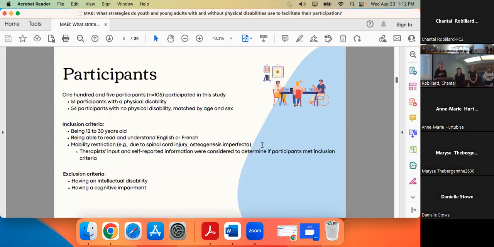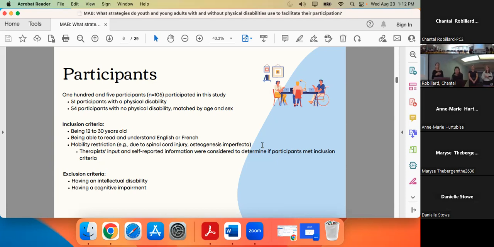So there were 105 participants who participated in this study. There were 51 participants with a physical disability and 54 participants with no physical disability. Participants with a physical disability were recruited through Quebec-based rehabilitation centers, as posted on disability advocacy groups on social media, and through national disability organizations. So basically, it was a convenient sampling method. And participants with no physical disability were recruited from Quebec through purposeful sampling.